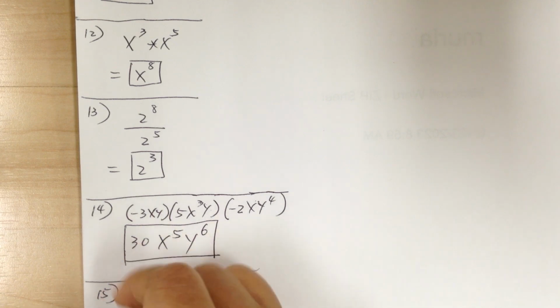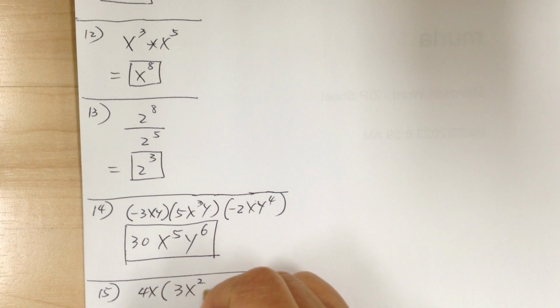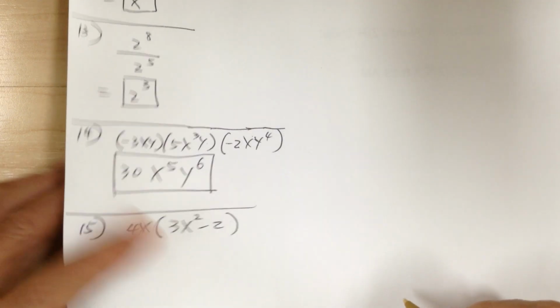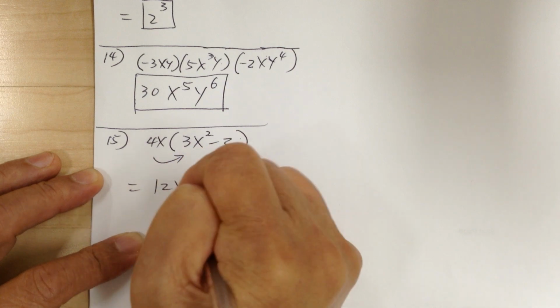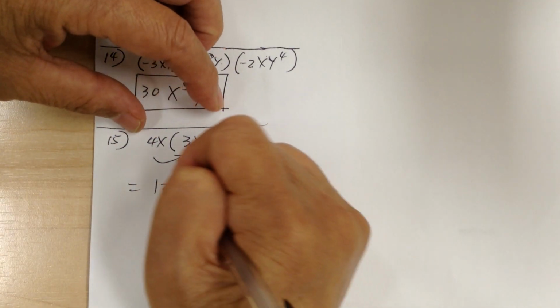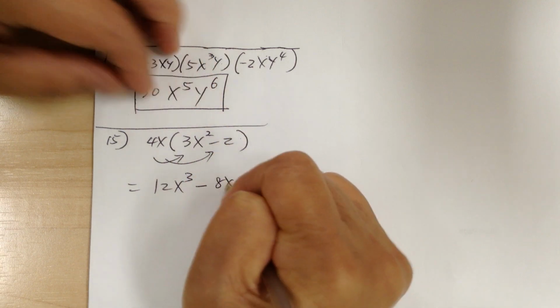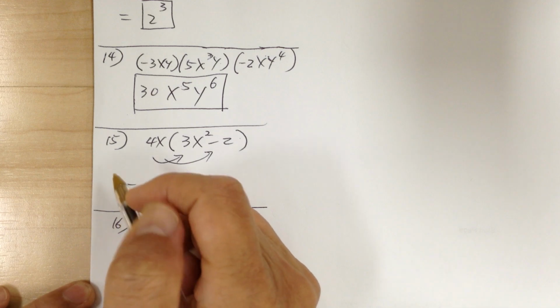Okay, number 15, you have 4x times 3x squared minus 2. Okay, so this one is just going to distribute, so multiply. This will give you 12x to the 3. So you can number alphabet, right? And distribute, so it will be minus 8x. Okay, 16.